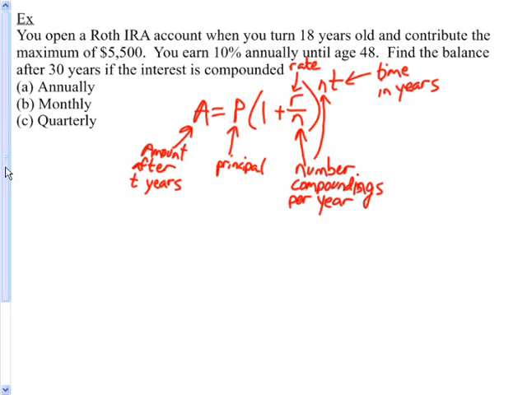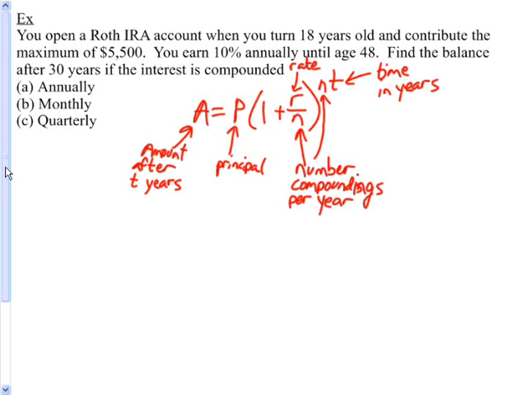Oftentimes with a checking account or whatever, you'll have a monthly compound. They'll kick back a little bit of interest for you each month, right? So that would be where your N is 12. If you have an annual compound, that's just once per year, so N would be 1. If you have a daily compound, then N would be 365. You get a little bit of interest every day of the year. Okay, and so on. Quarterly, of course, your N would be 4.